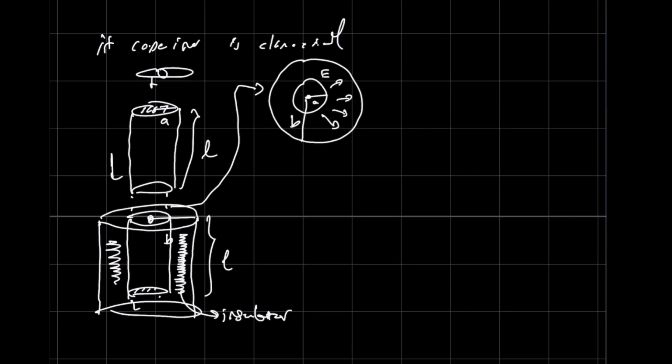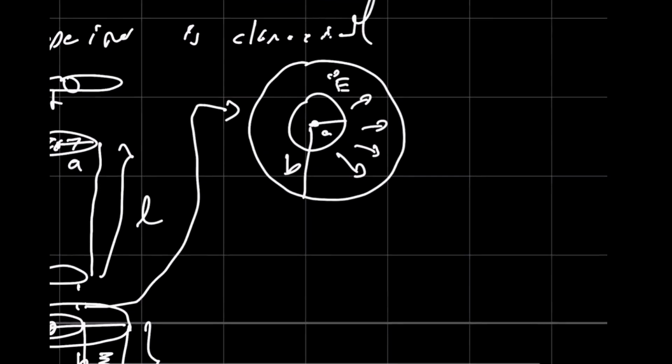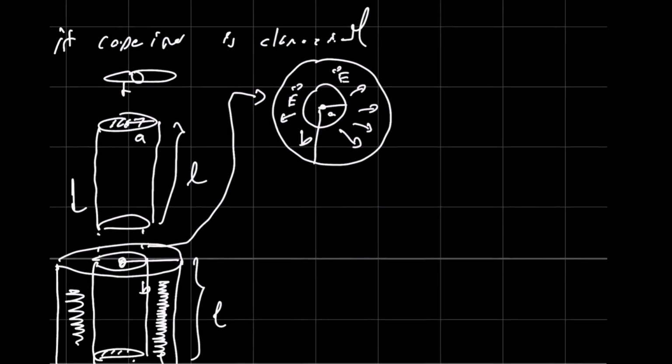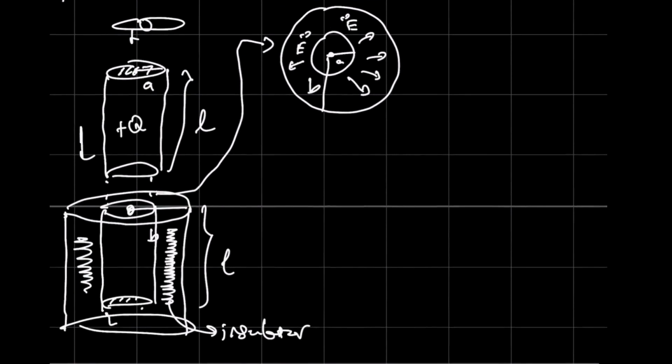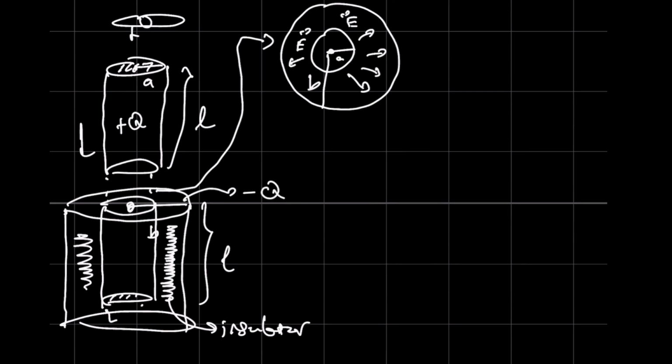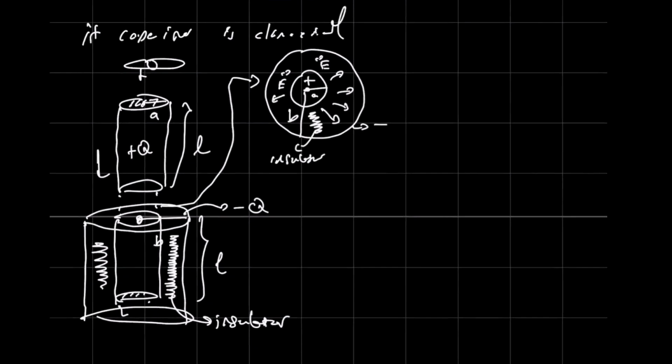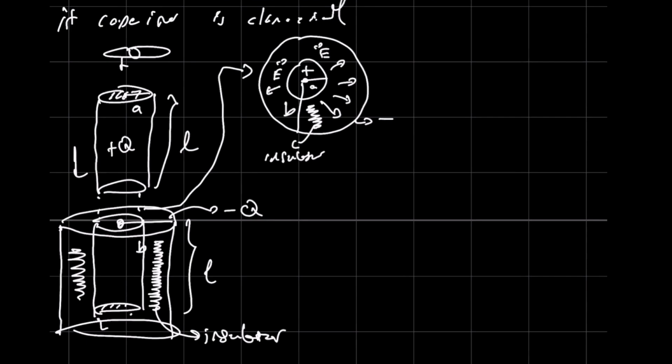The electric field lines originate from the positively charged inner plate and point outward. On the other hand, the surface of the outer conductor is negatively charged, and the dielectric sits between these two plates. Next, we consider the potential difference between the outer plate at radius b and the inner plate at radius a.